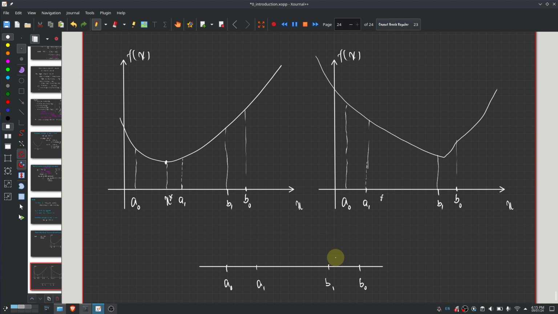The first 3 would be decreasing. But is it possible to have the minimum between B1 and B0 and still f of A1 is less than or equal to f of B1 is less than or equal to f of B0? Okay, let's assume that it's not a constant function.